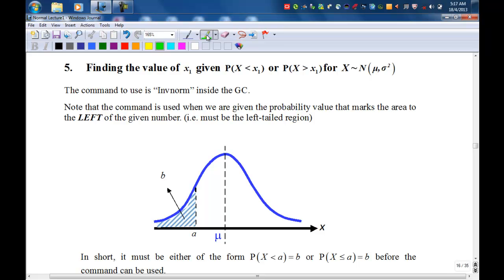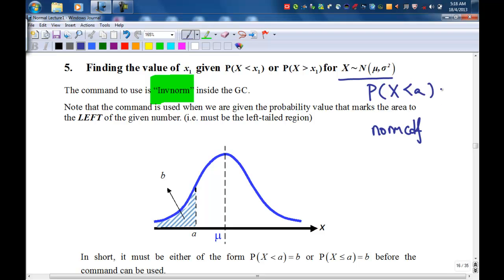Now, in this new section, we look at this important GC function called inverse norm. Now, what is inverse norm all about? Let's say I have x, and x is a normal distribution with mean mu and variance sigma squared. And if I want to find this probability x less than a, then I'll use my norm CDF to compute the probability b.